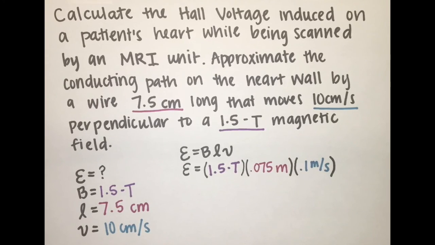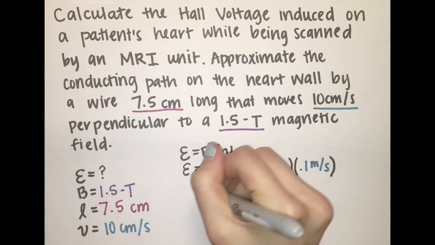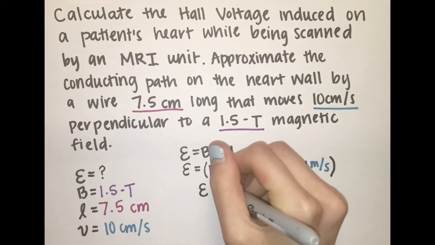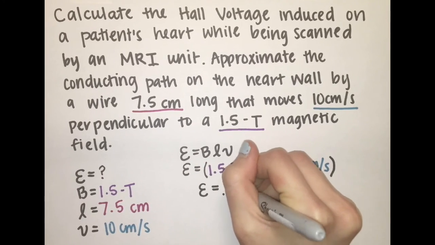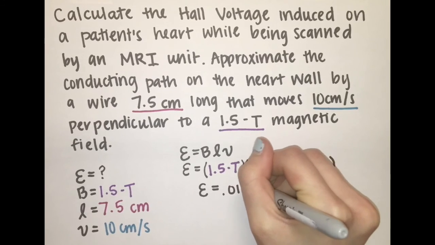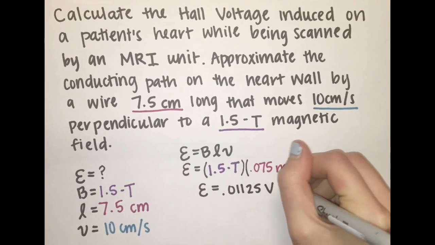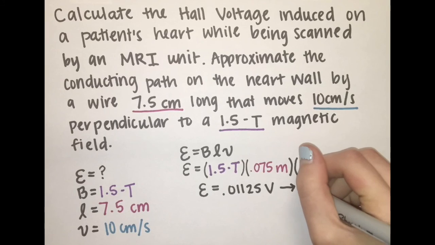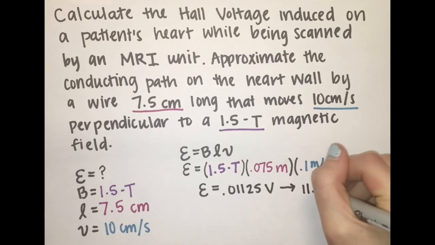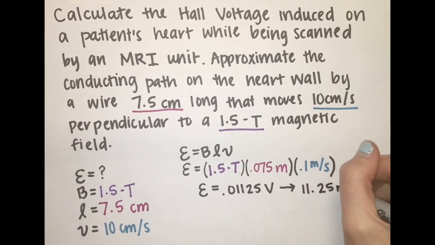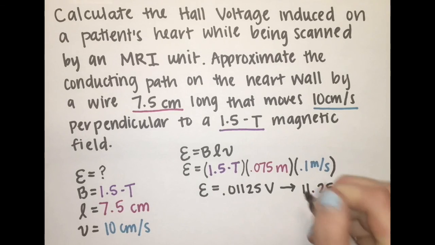Now, plugging this all into our calculator, we get that the Hall EMF is equal to 0.01125 volts, or 11.25 millivolts of voltage induced on a patient's heart in an MRI.